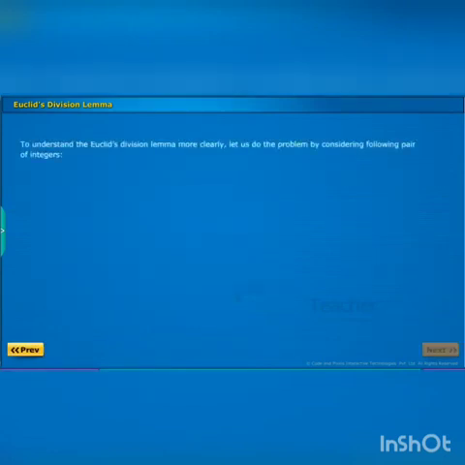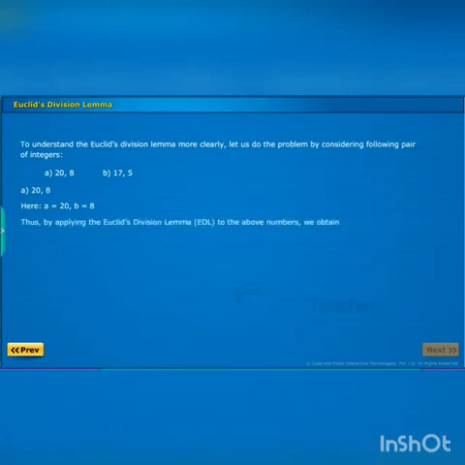To understand Euclid's division lemma more clearly, let us do the problem by considering the following pairs of integers: A. 28, B. 17, 5. Consider a pair that is 20 and 8. Here a is equal to 20, b is equal to 8. Thus, by applying Euclid's division lemma (EDL) to the above numbers, we obtain as follows.